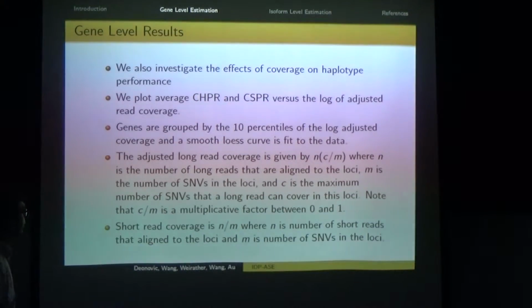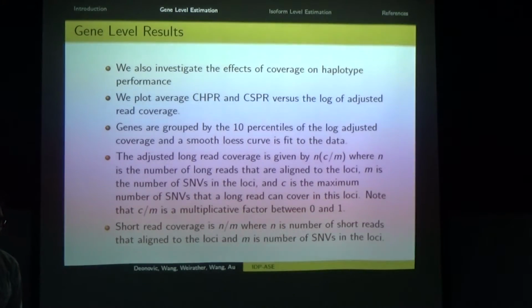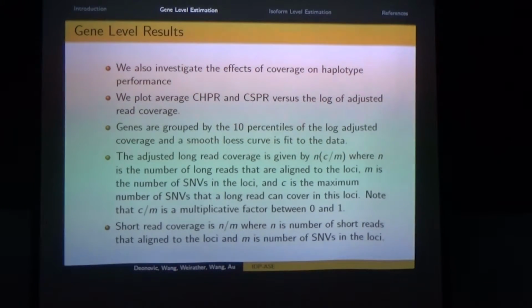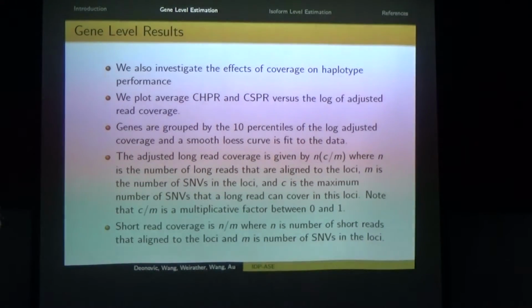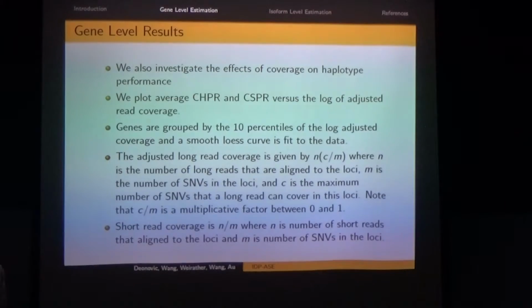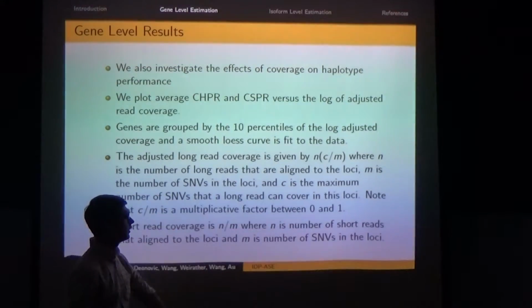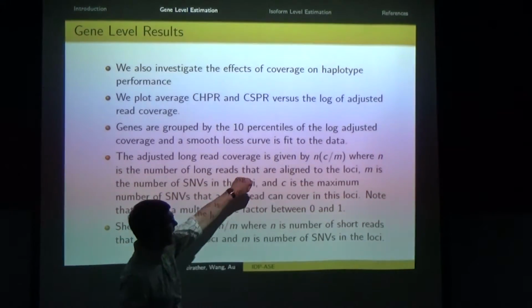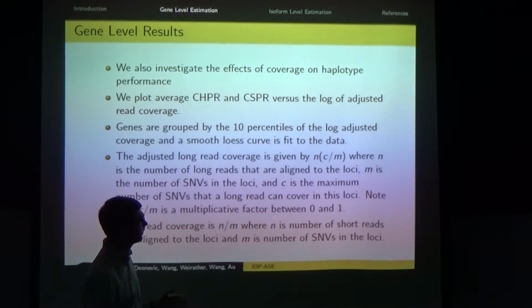So next, we also want to investigate the effects of coverage on the haplotype performance. Coverage is the number of reads, short read or long read, that map to a gene. To do this, we plot the CHPR and CSPR against the read coverage. Here we use adjusted read coverage, and I'll explain what that is. For the long reads, the adjusted read coverage is given here, where N is the number of long reads that are aligned to the loci. So that's simply the coverage.